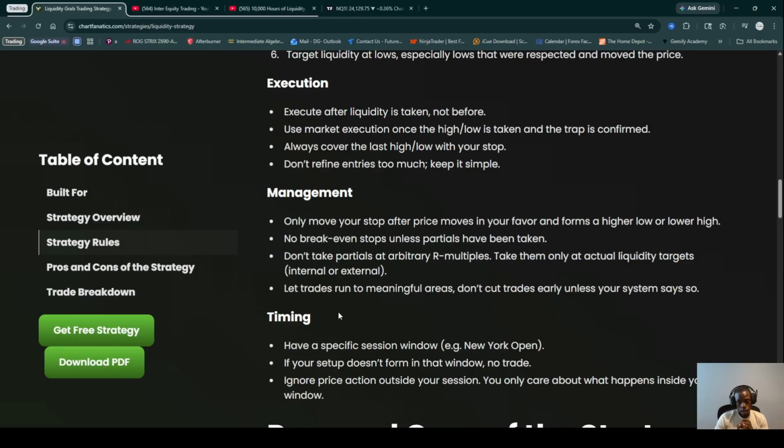Management. Only move your stop after price moves in your favor and forms a higher low or a lower high. No break evens, stops, unless partials have been taken. Don't take partials at arbitrary R multiples. Take them only at actual liquidity targets, internal or extended.